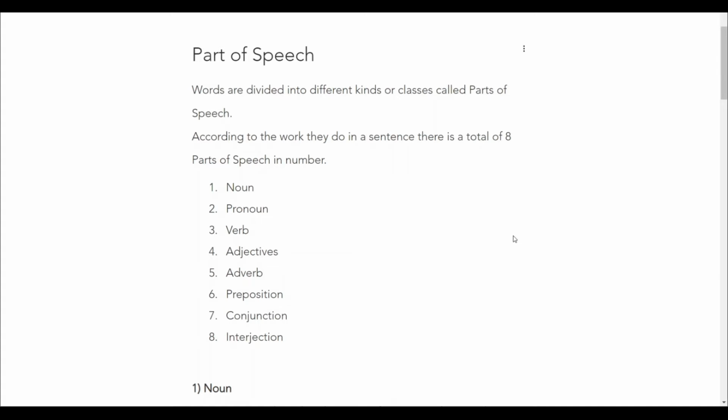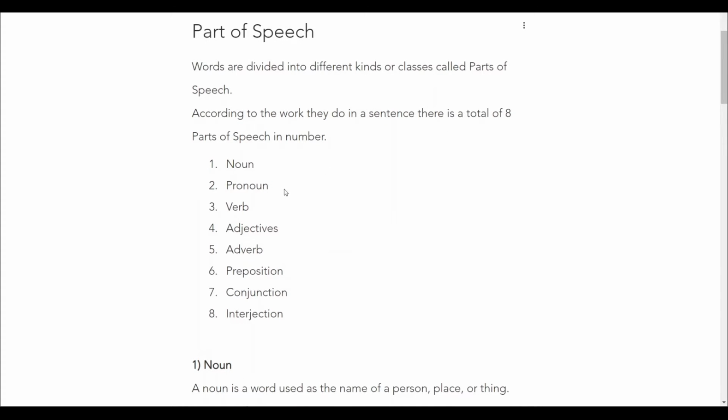Parts of speech. Words are divided into different kinds or classes called parts of speech. According to the work they do in a sentence, there are a total of 8 parts of speech: noun, pronoun, verb, adjective, adverb, preposition, conjunction, interjection.